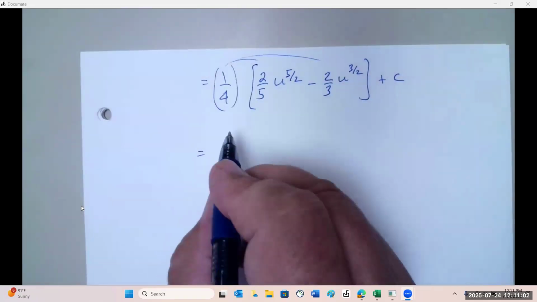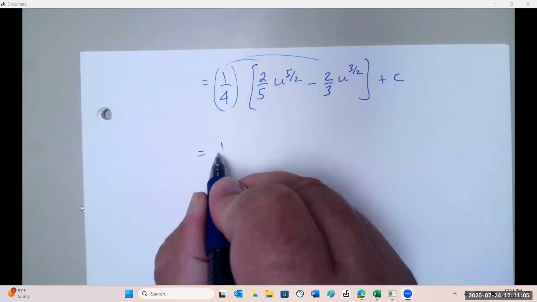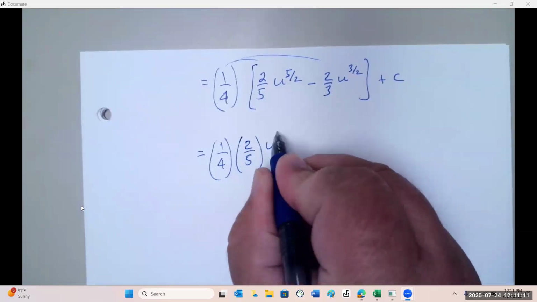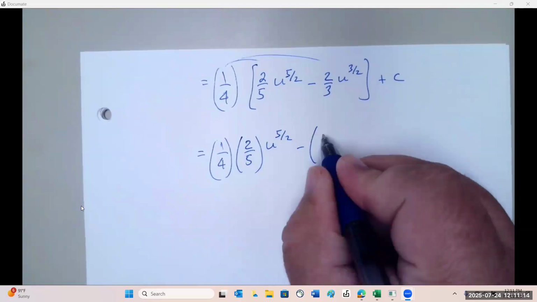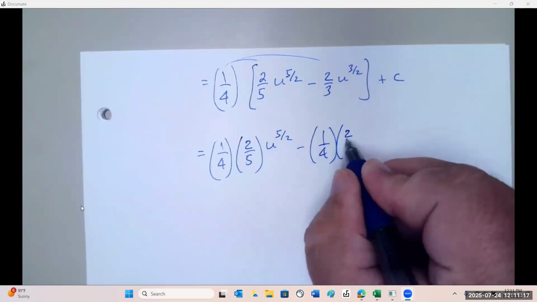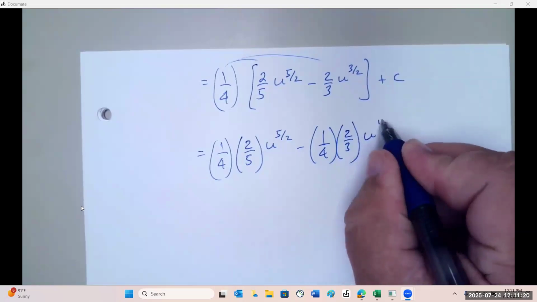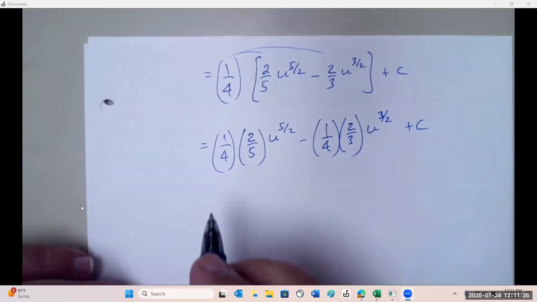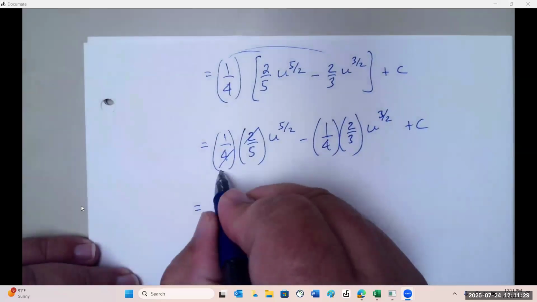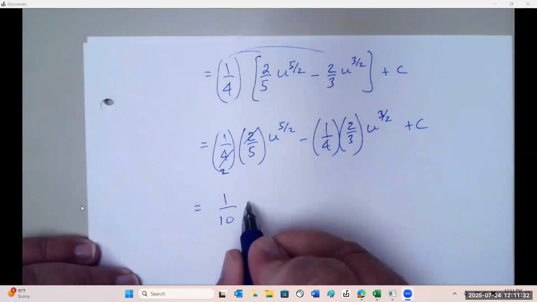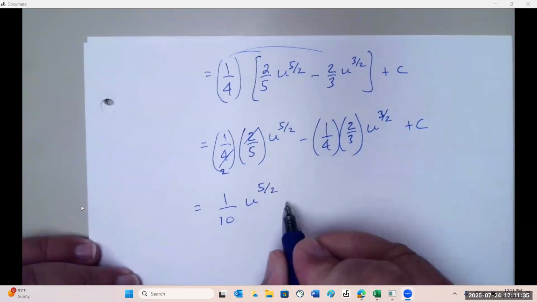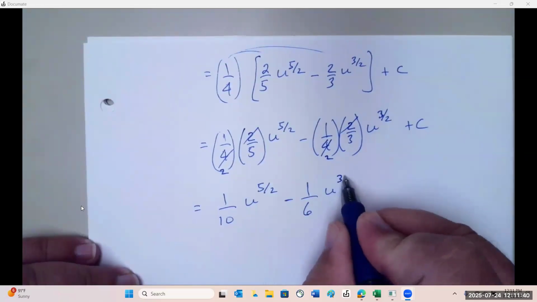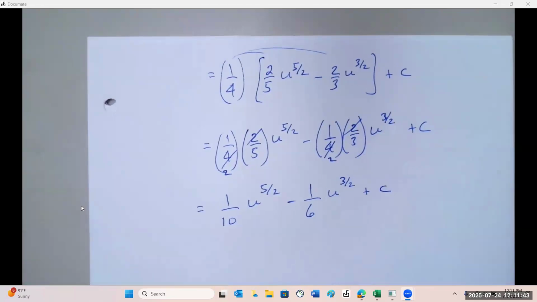Distribute the 1/4. So we have 1/4 times 2/5 u to the 5/2, and 1/4 times 2/3 u to the 3/2, plus c. The 2 and the 4 cancel, so I have 1/10 u to the 5/2. The 2 and the 4 cancel again, so I have 1/6 u to the 3/2 plus c.